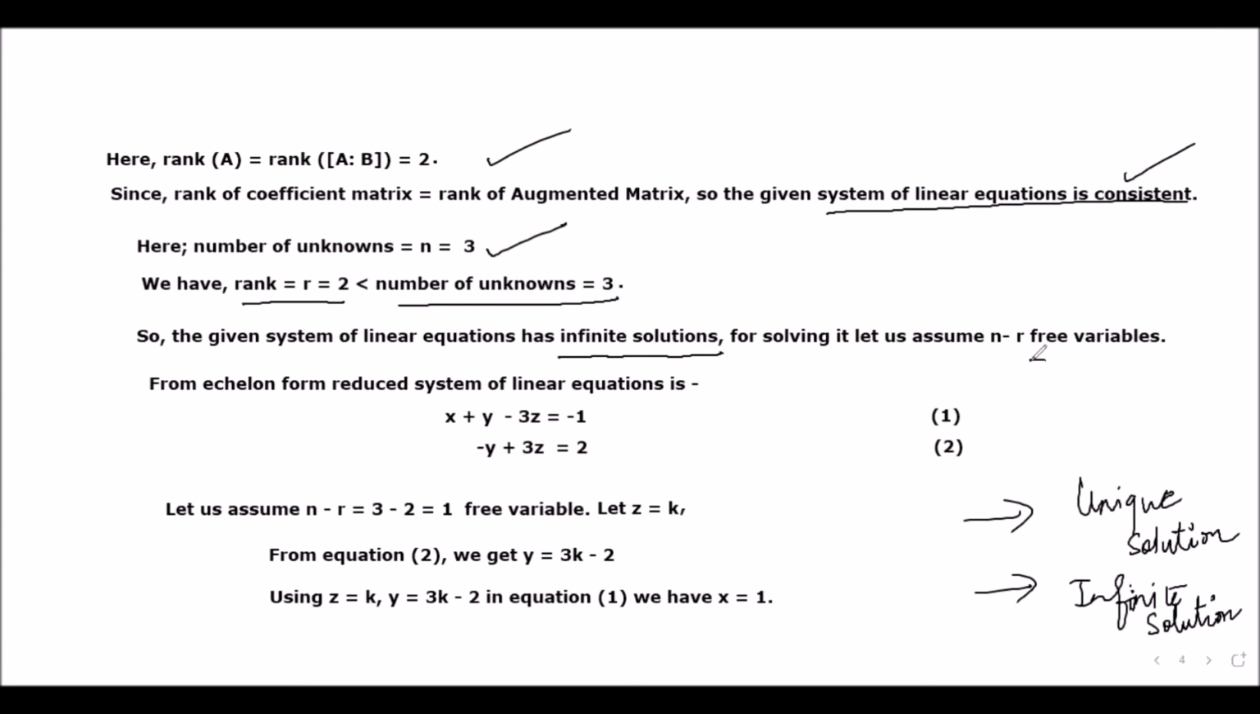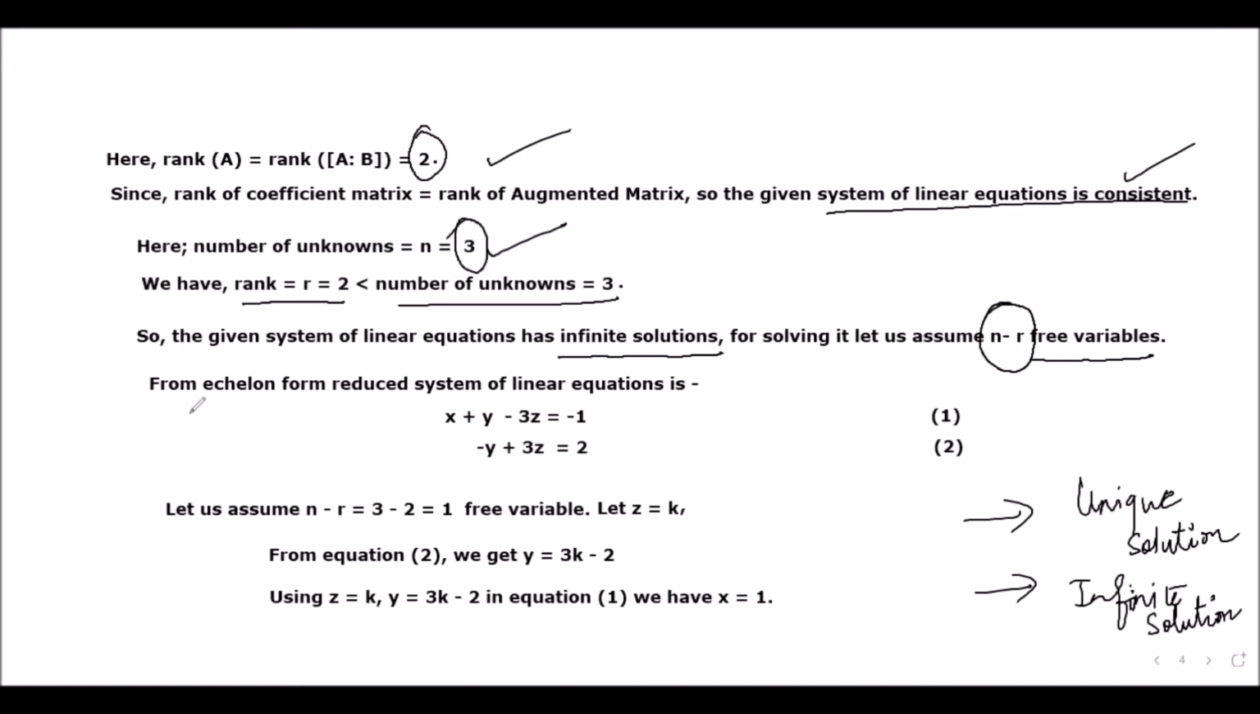What do we mean by free variables? Variables which are free to take any value. So how many free variables will we assume? It depends on the difference n minus r, where n is the number of unknowns, which is 3 in this problem, and r is the rank of the coefficient matrix, or you can say the rank of the augmented matrix. Here, r is 2 and n is 3.